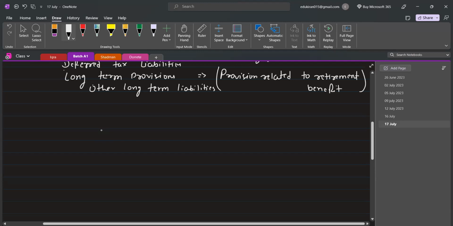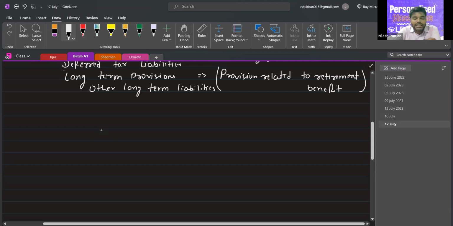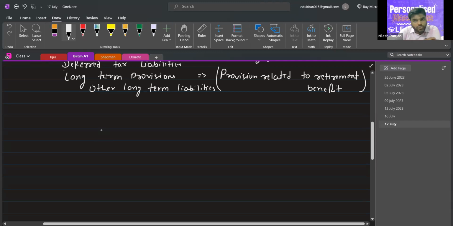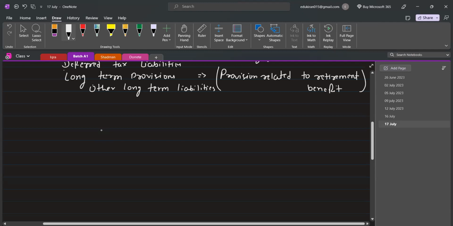But it is not your borrowing. You have not taken this money for your business purpose. They have given you for security purpose. So these type of liabilities are not included in long-term borrowing, but these are liabilities. And if these are long-term in nature, then we will include these in other long-term liabilities. Is this clear? Yes, sir. Okay.